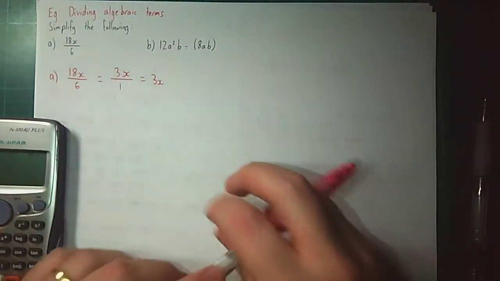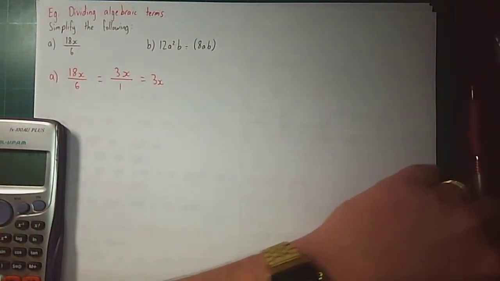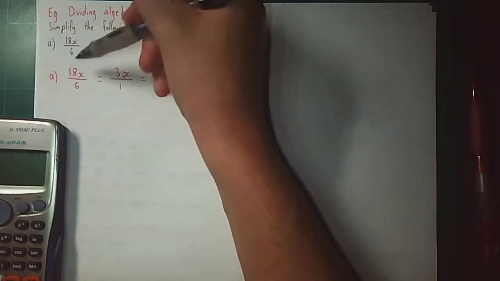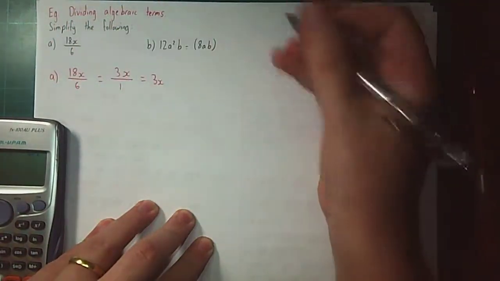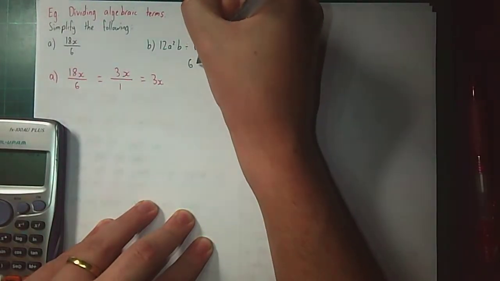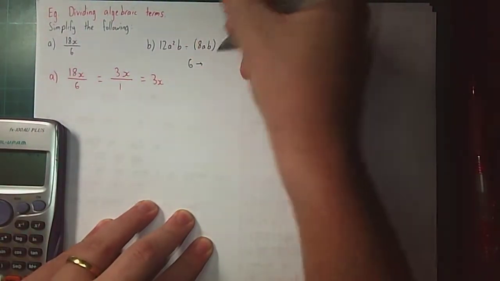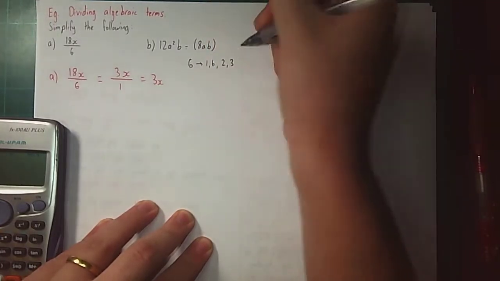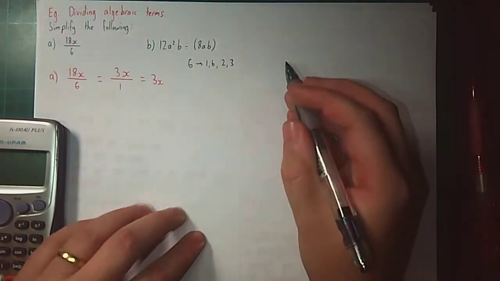Now, if you want to actually understand why that 18 on 6 becomes a 3 over 1, let's have a look at it a bit closer. I'm going to change to black for this. So how many times does something go into 18 and something go into 6? What's a common factor? If we list the factors of 18 and 6, we'll start off with 6, it's a bit easier. So the factors of 6, we've got 1 and 6, and 2 and 3.